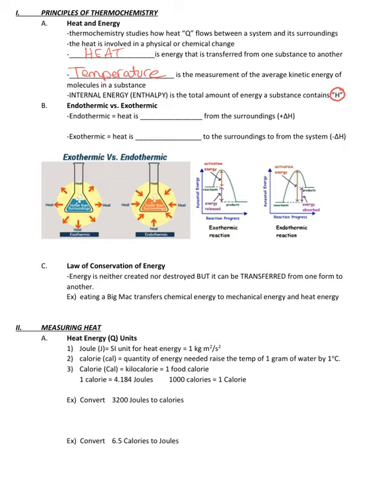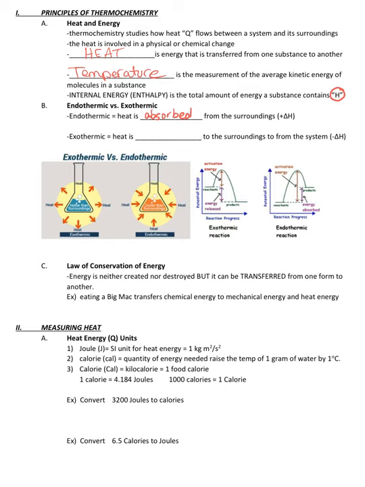Endothermic versus exothermic. If we're dealing with an endothermic process, that means, again, a physical or a chemical change. If it's endothermic, we know heat is absorbed from the surroundings. So it's brought in from the surroundings to the system. So the change in the enthalpy is going to be a positive change. Energy is taken in from the surroundings into the system.